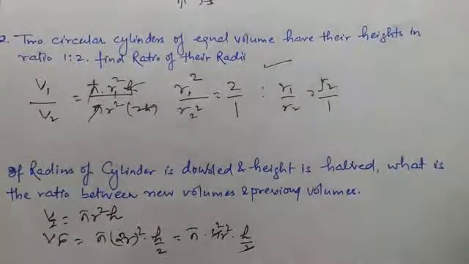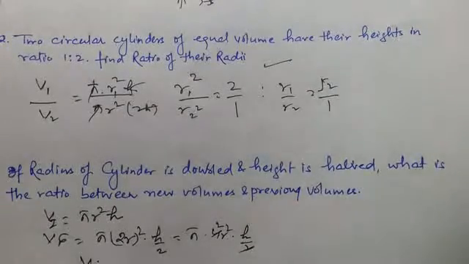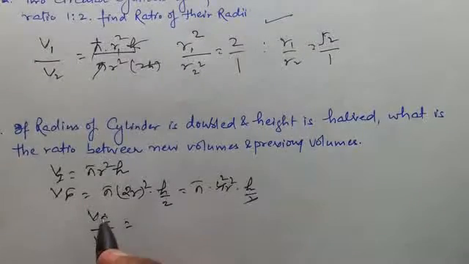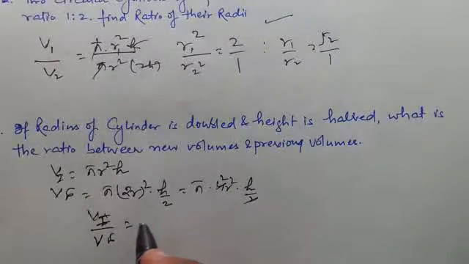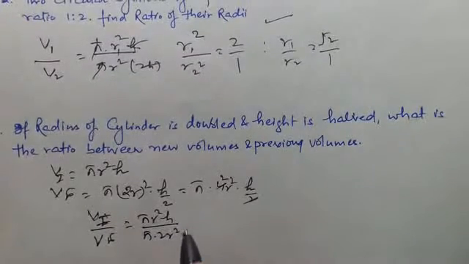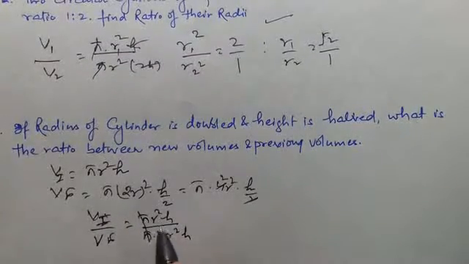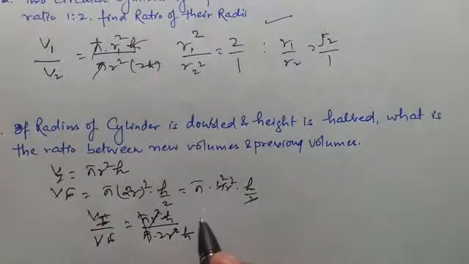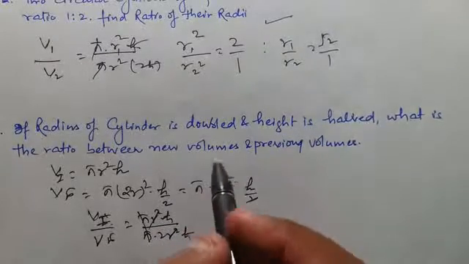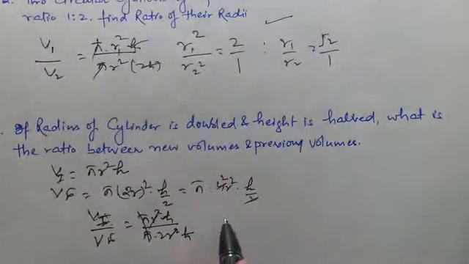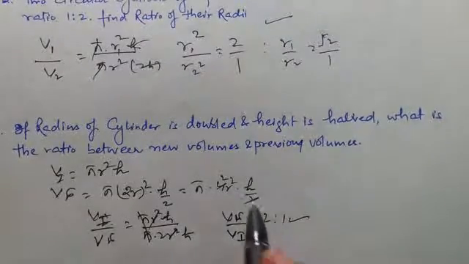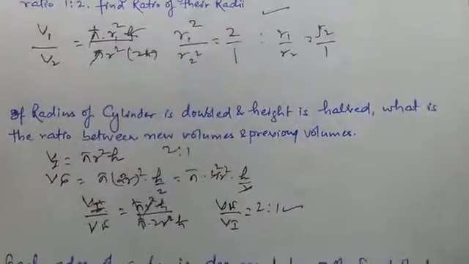We can cancel 2, and so the volume of the initial figure upon the final figure is equal to pi r square h upon pi into 2r square h. We can cancel pi, r square and h. So initial volume upon final volume is equal to 1:2, but we are required new volume and previous volume. So final volume upon initial volume is equal to 2:1. That is the answer, correct? Let us see one more question.